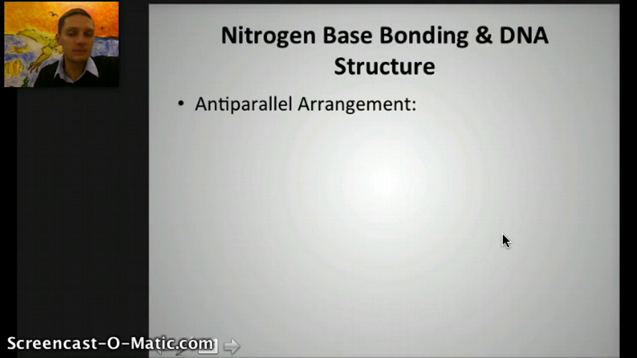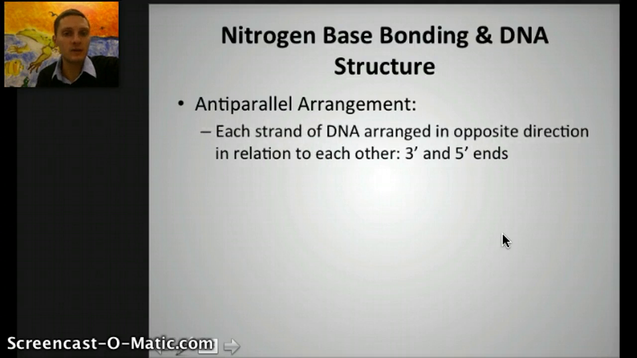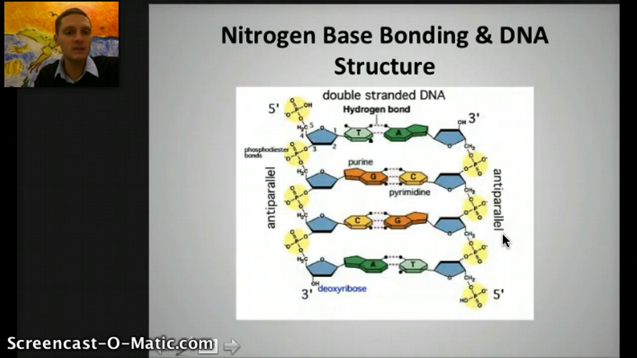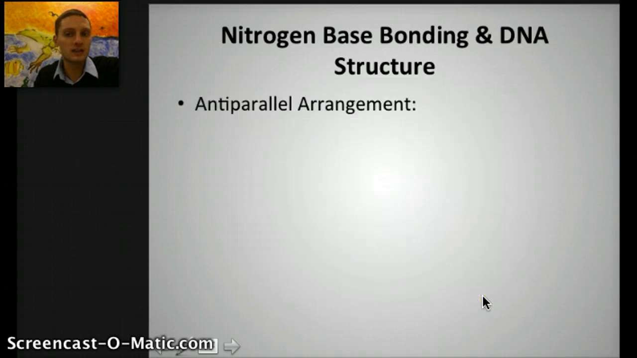We call this arrangement of DNA an anti-parallel arrangement, and so each strand of DNA is arranged in the opposite direction in relation to each other. If we go back and look at our image, we have 3 prime and 5 prime ends. They're arranged so that it's going 3 prime to 5 prime, 3 prime to 5 prime, and so they're flip-flopped in order to allow for this anti-parallel arrangement.